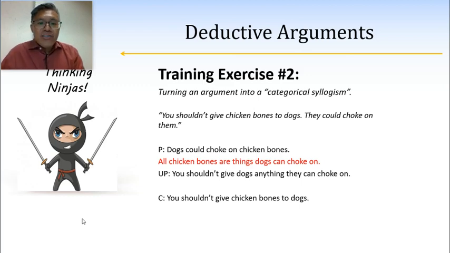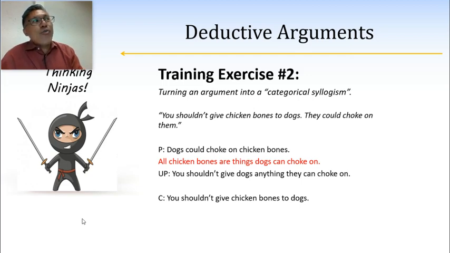If that's not very obvious, think about that for a second. Take a moment. When somebody tells you dogs could choke on bones, they're saying, yeah, all chicken bones are things dogs can choke on. Now, if your phrasing is different, if you convert it differently, where a second category maybe is not phrased as things dogs can choke on, but has a similar meaning, then it's fine, right? As long as you're consistent throughout the argument.